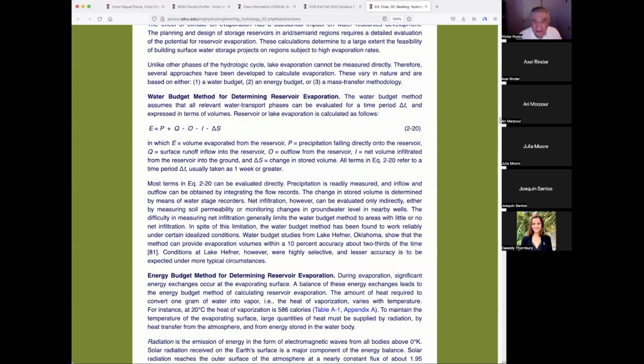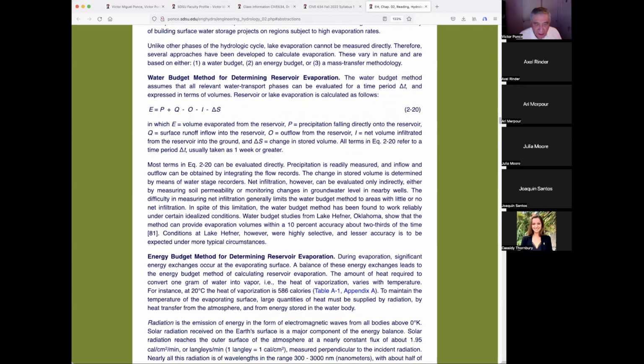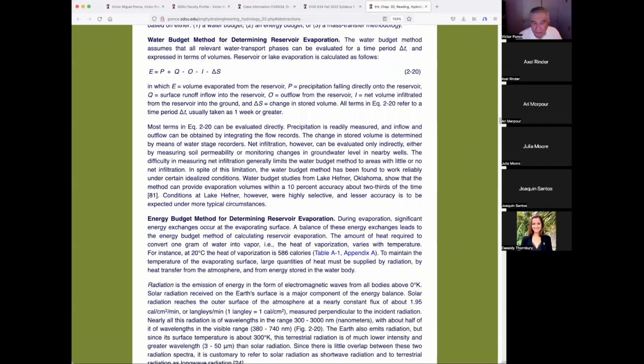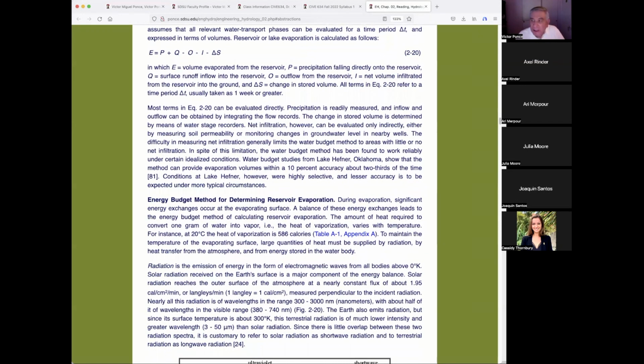But like I said, this is for reservoir or lake evaporation. The energy budget, though, can be used anywhere, not just necessarily on a lake. You can use it for evaporation, for evapotranspiration. So the energy budget turns out to be a more flexible method, and that is the most common or the more common method to calculate evaporation.